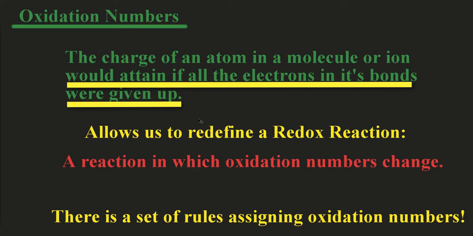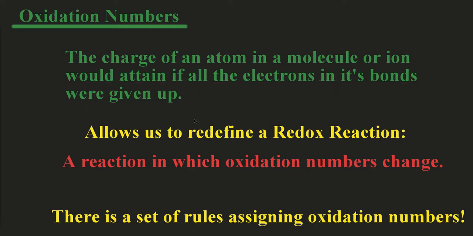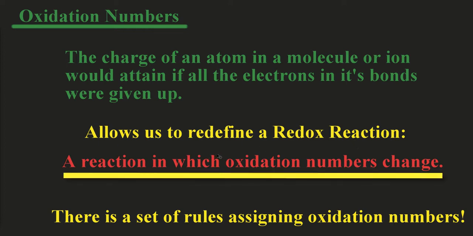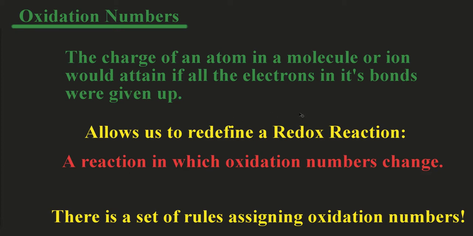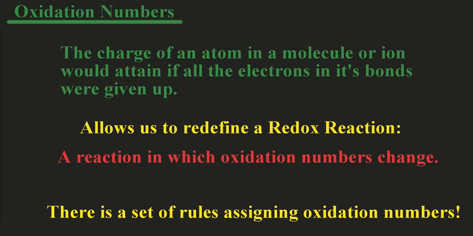So once we define this term of oxidation numbers, we're able to redefine what a redox reaction is. We can now say a redox reaction is a reaction in which the oxidation numbers change. Not all of the redox reactions are simple single replacement reactions. Sometimes they can get complex. So this is the first step in understanding the more complex redox reactions. You have to understand how to assign these oxidation numbers.